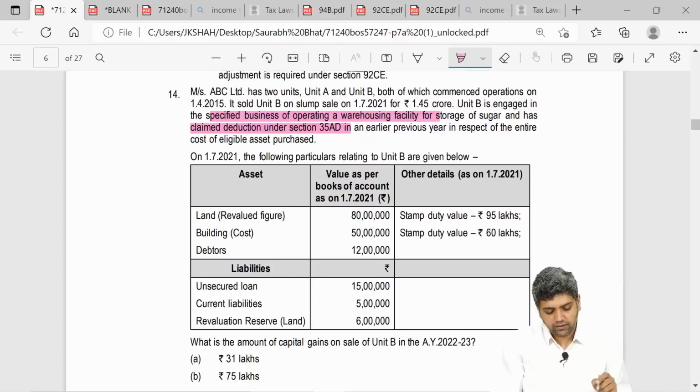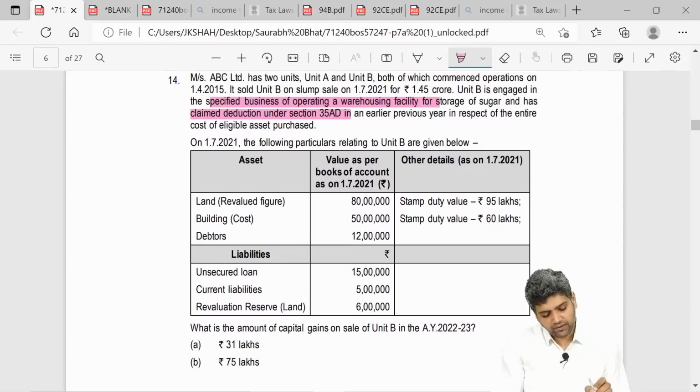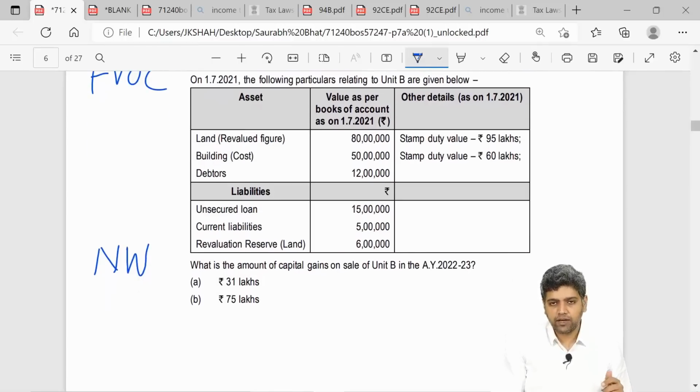Now they have given us the value of the asset and other details. So they are asking us to compute the capital gain. Now we know, friends, that capital gain in case of slump sale would be taken as FVOC minus the net worth. Net worth is regarded as the cost of acquisition. Let's compute that first. In computation of net worth, 3 points we have to remember. First is that if there is any depreciable asset, then the WDV would be considered as per provisions of the Income Tax Act, not as per the books.